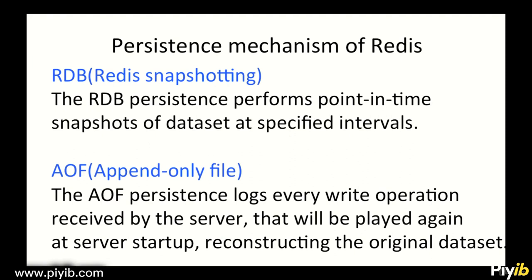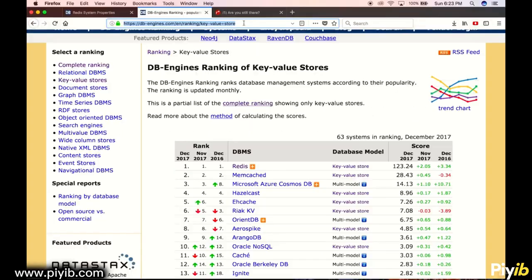The persistence mechanisms of Redis are RDB, Redis snapshotting, and AOF, append only file. The RDB persistence performs point-in-time snapshots of the data set at specified intervals. AOF persistence logs every write operation received by the server, which will be played again at server startup, reconstructing the original dataset. As per DB-Engines, the topmost key-value database is Redis.